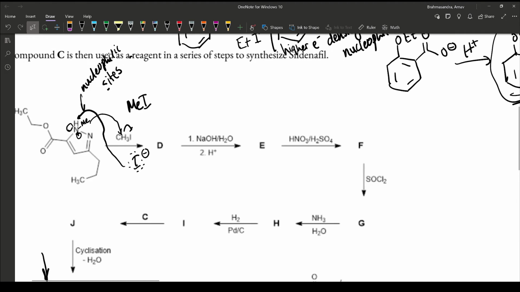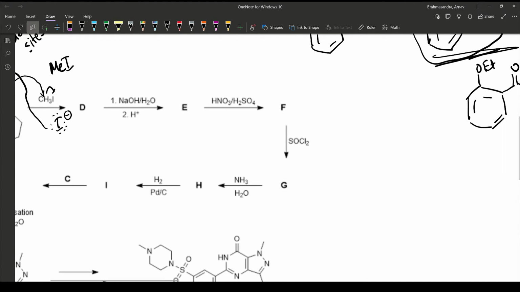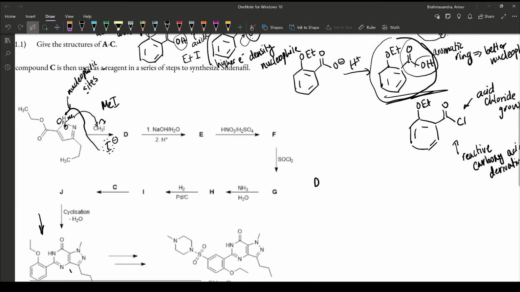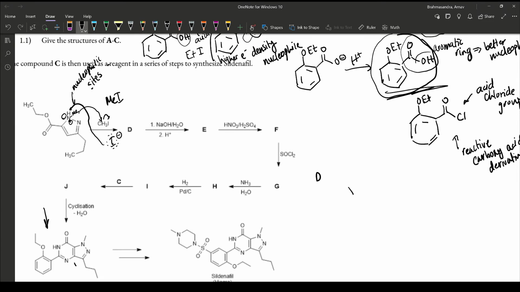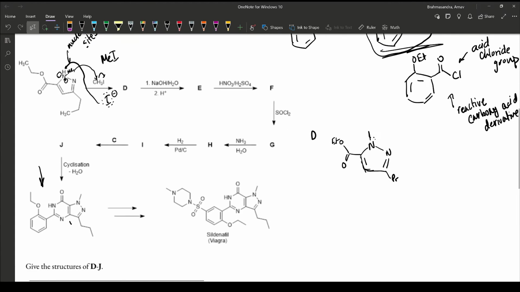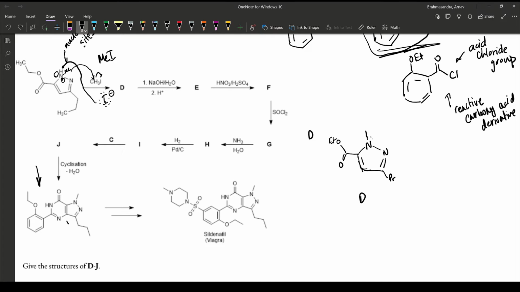So let's draw this out. If I draw D, let me draw it here. We're going to have something that looks like, sorry if this takes a little bit, we're going to have an O-ethyl. And then we have our nitrogen methylated. Now, connect this to our other nitrogen. And here we have a propyl group. I'm not going to draw all the carbons, I'm just going to abbreviate. Okay, so this is what our D should look like.